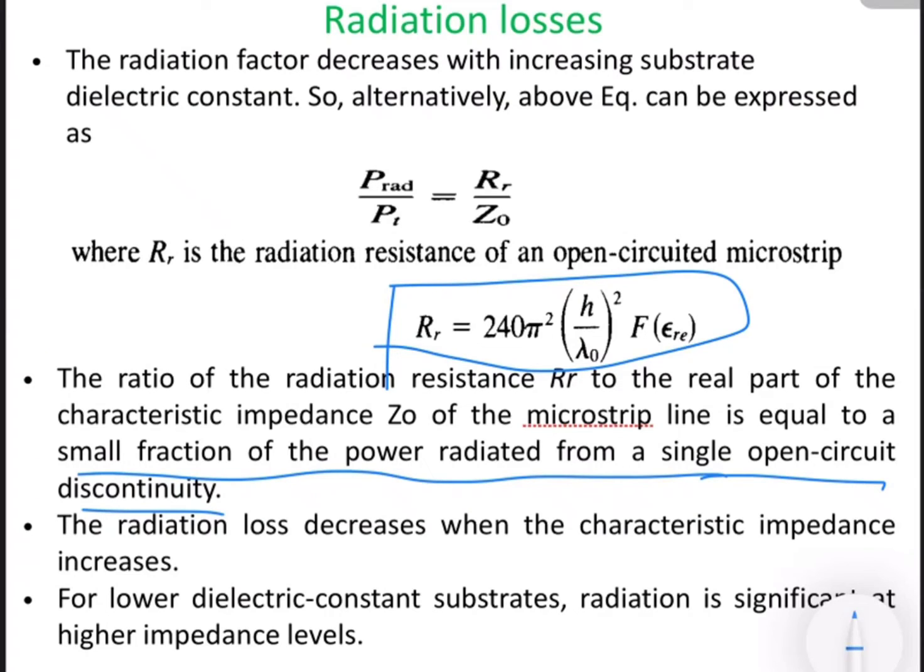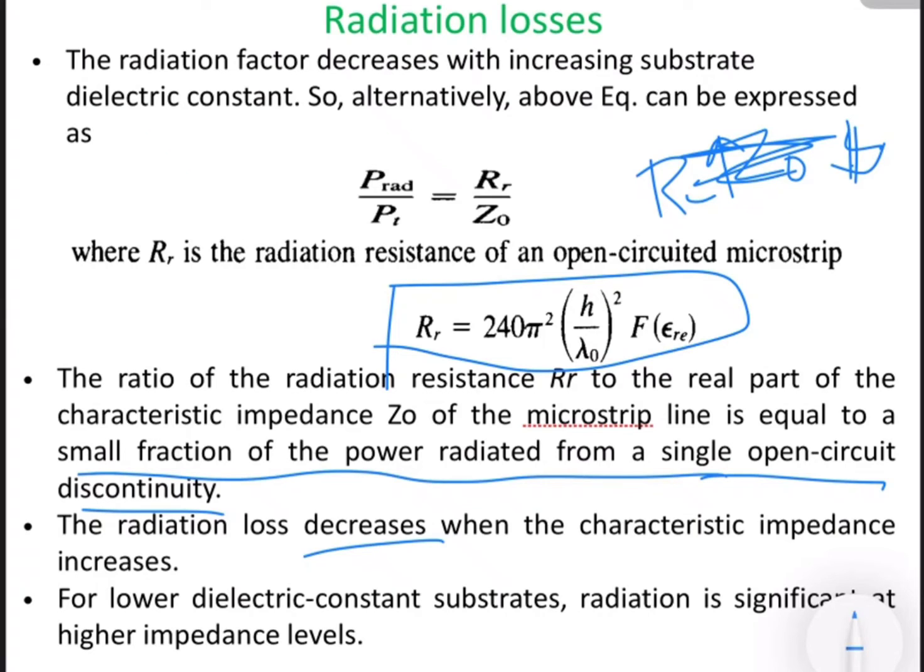And always we should keep in mind that the radiation loss decreases when the characteristic impedance Z naught decreases. Okay, it's vice versa. Whenever the Z naught increases, the radiation loss increases. So always for a low dielectric constant substrate, the radiation is significant at high impedance levels. So, this is about radiation loss.